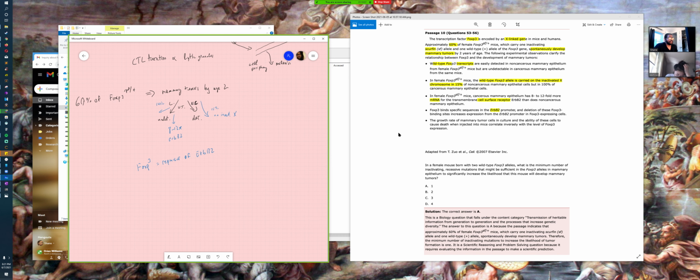Okay, and the growth rate of mammary tumor cells in the culture and the ability of these cells to cause death when injected into mice correlate inversely with the level of FOXP3 expression. So that kind of works with the repressor part. So let's see. Tumor growth rate, and inversely with, whatever, cell death, I guess. I'll just write like apoptosis. Okay. All right, now let's see.